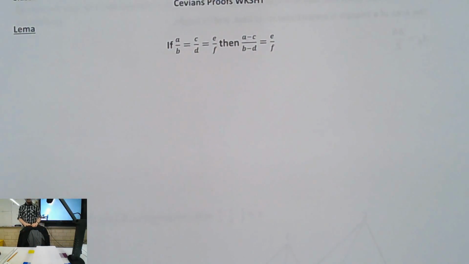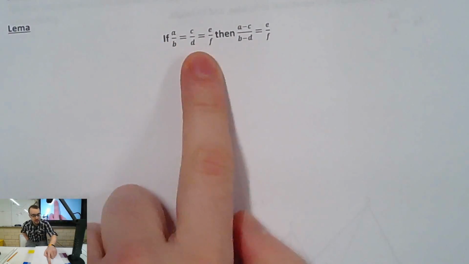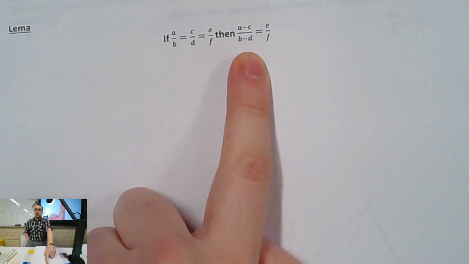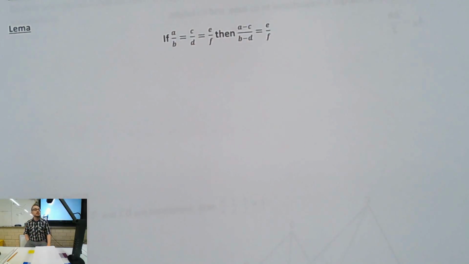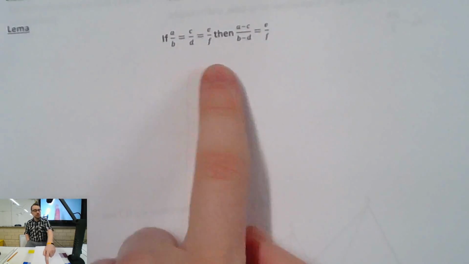Look at that. It says if A over B equals C over D equals E over F, then we should be able to say that A minus C over B minus D should equal E over F. And this does not look intuitive. If I have this, then I got that. If I jump straight to that in a proof and said, just trust me, you'd be like, wait, what? How? How are those related?